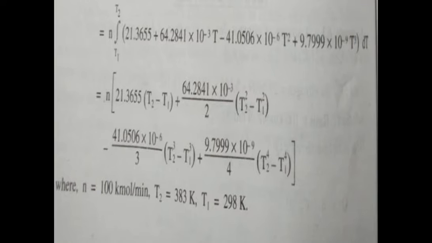After collecting the data from the table, you should make a table. From that, first develop the Cp0 expression with the help of the A, B, C, D constants.